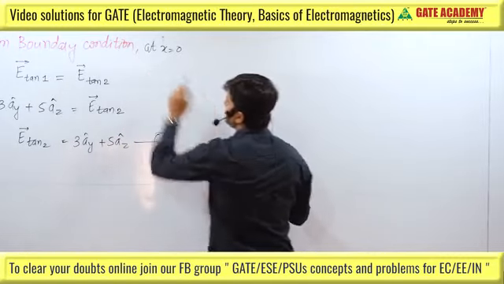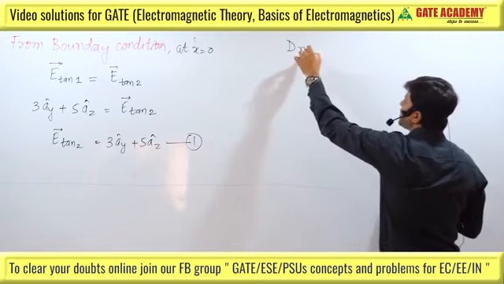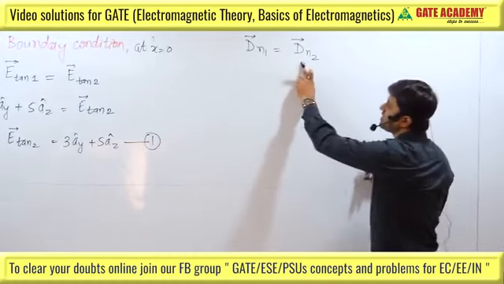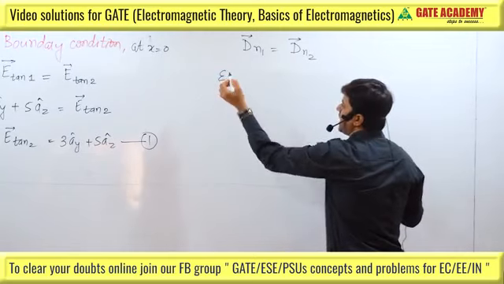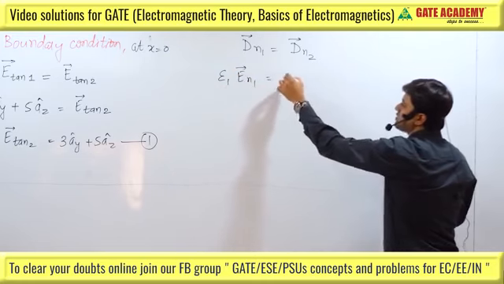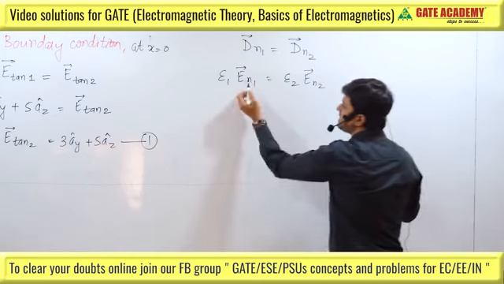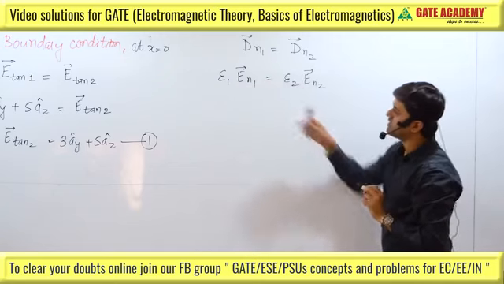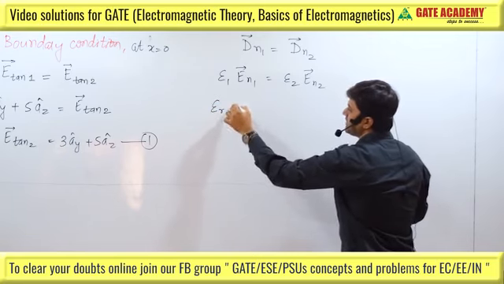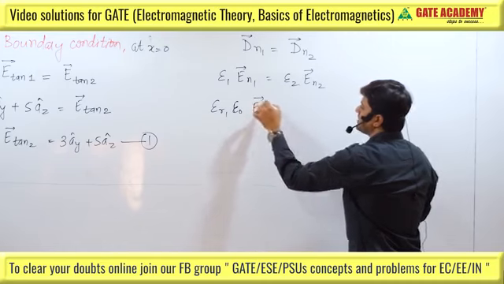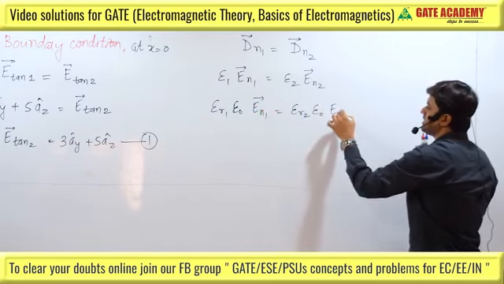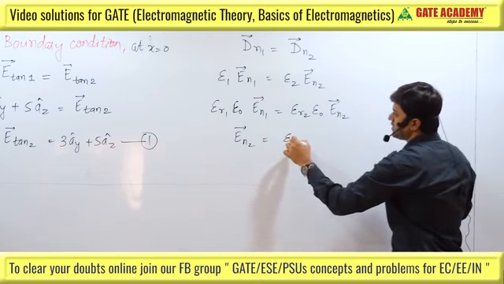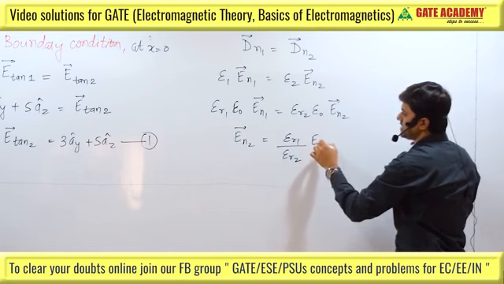Now from the boundary condition at x equal to 0, we know that the normal component of flux density in region 1 is the same as the normal component of electric flux density in region 2. So DN1 equals DN2, and flux density is given by epsilon 1 En1 equals epsilon 2 En2. Flux density equals permittivity times the normal component of electric field. Now epsilon 1 can be written as epsilon R1 epsilon naught, and this equals epsilon R2 epsilon naught En2. The normal component of electric field will be epsilon R1 divided by epsilon R2 times En1.